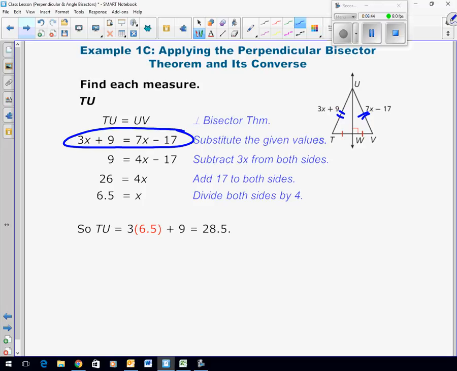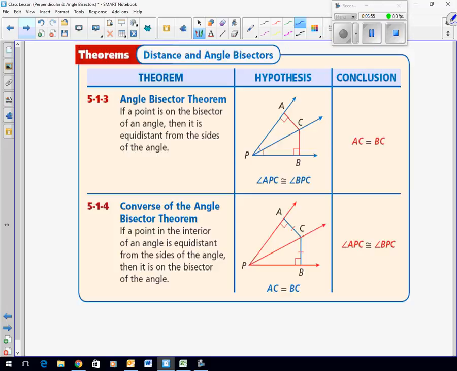Alright? So, if I did all this, I'd solve my equation, I get x equals 6.5. To find the measure of t to u, I'd take 6.5 and plug it back into my expression. Okay? That's perpendicular bisectors. The next thing we have are called angle bisectors. Our angle bisector theorem: if a point is on the bisector of an angle, then it is equidistant from the sides of the angle.